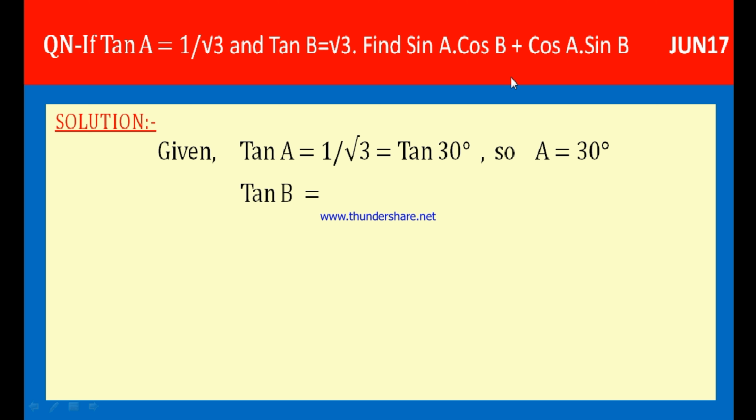And the second equation we have given is tan B is equal to root 3. This root 3 in tan is equal to tan 60 degrees. Again, by using the transitive property, tan B is equal to root 3 is equal to tan 60.